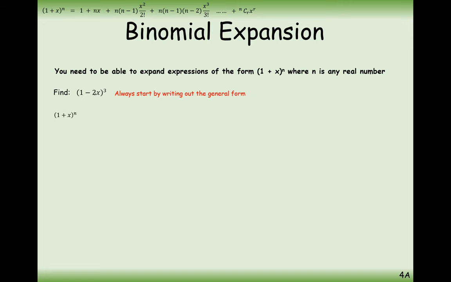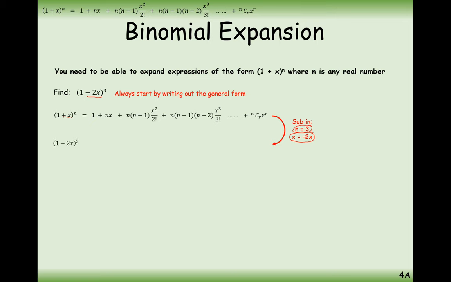We're going to do one more with 1 minus 2x cubed. So in this case here, we don't just have x, we have minus 2x. So after we've written out our formula, we're going to substitute in n equals 3, but we're also going to replace x with negative 2x. So if there is a negative symbol in between your 1 and your digit on the right-hand side, then it needs to be included in the x value when you substitute it into the binomial expansion.